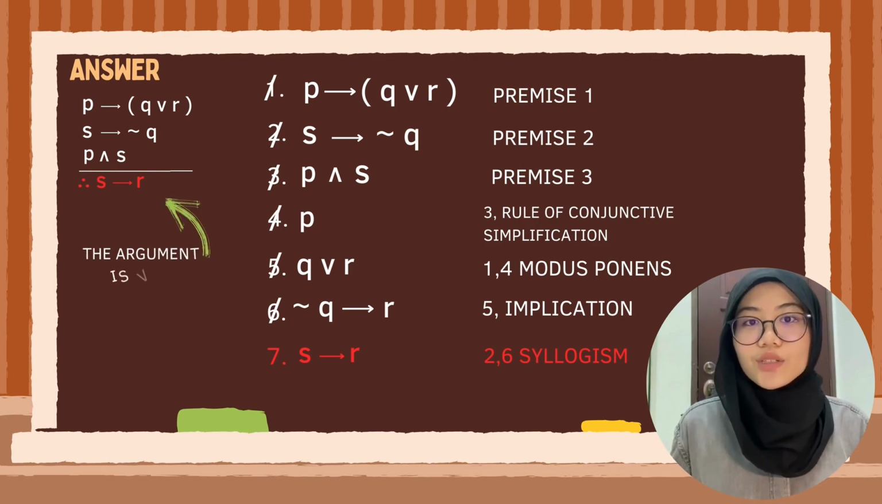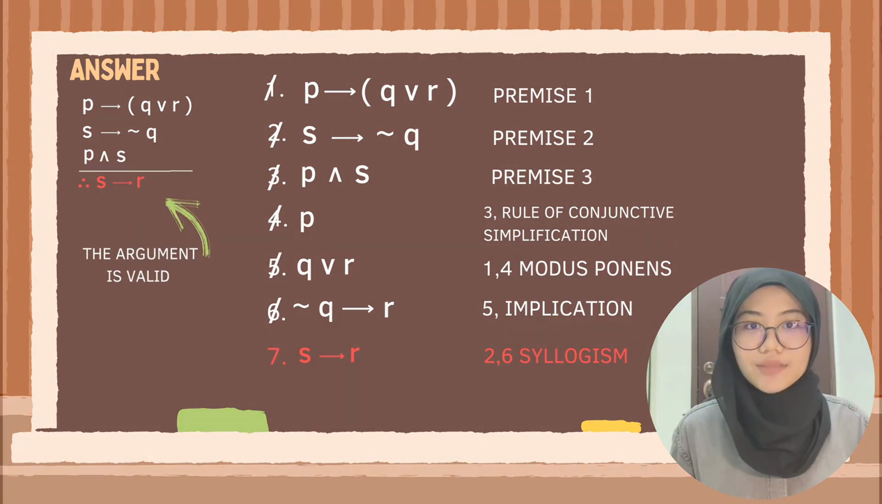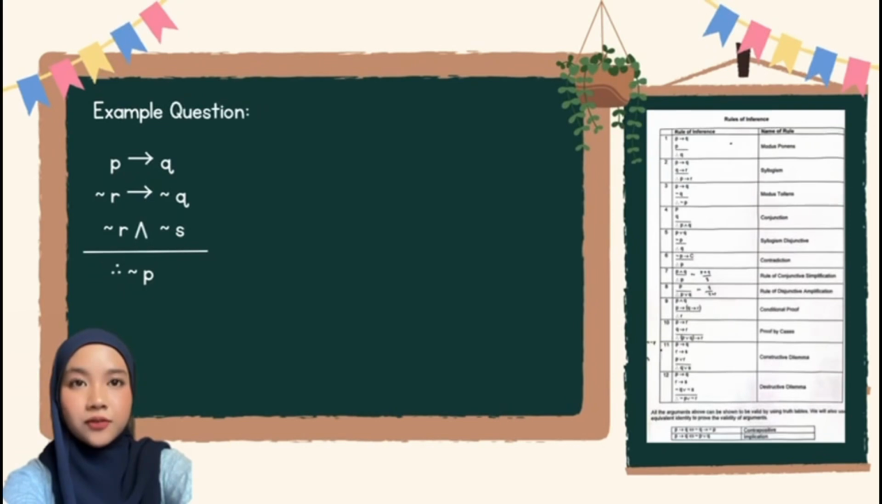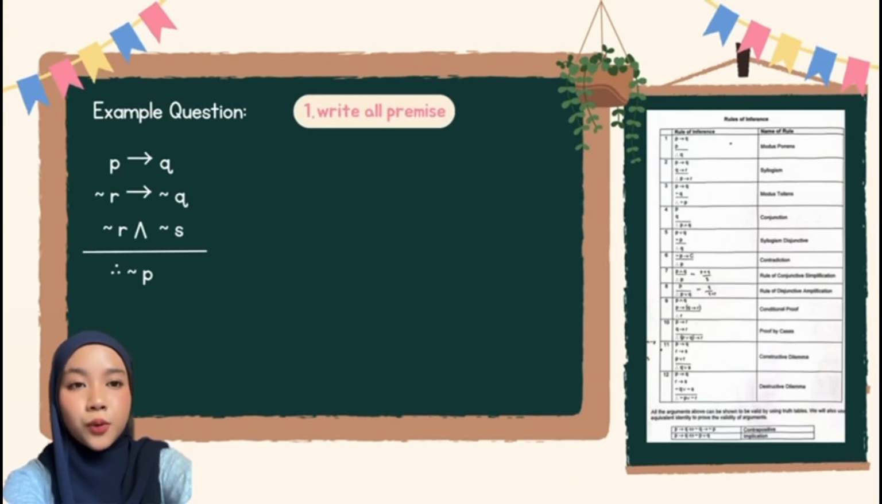Hence, we can conclude that the argument is valid. Next question we have: if P then Q, if not R then not Q, not R and not S, we got not P. So first, we must write all the premises.